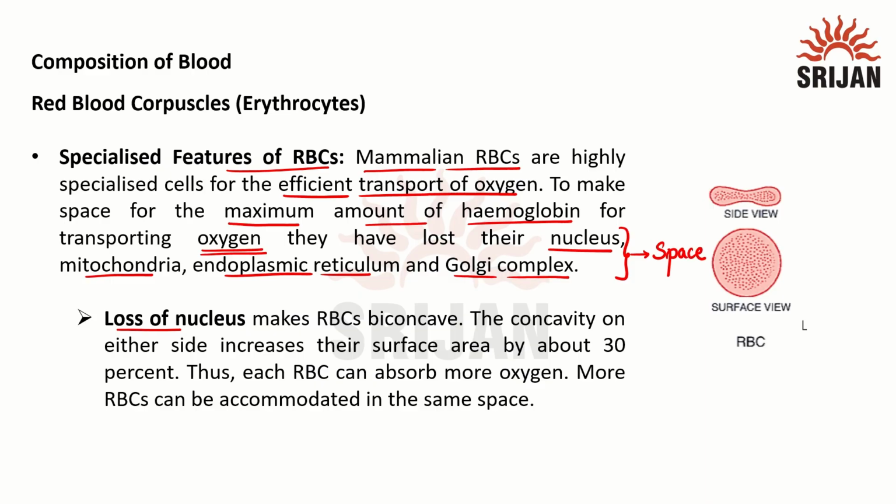So first, if we see, loss of nucleus makes the RBC biconcave, and this concavity will help in increasing their surface area by 30%. Thus, RBCs can absorb more oxygen. More RBCs can be accommodated in the given space.